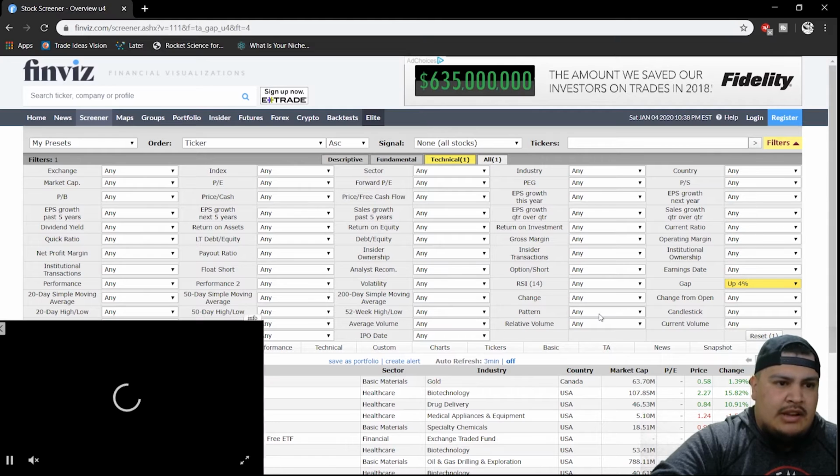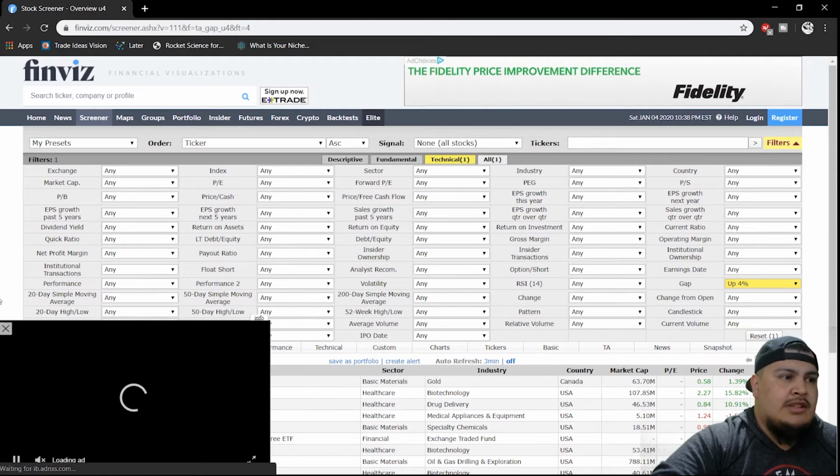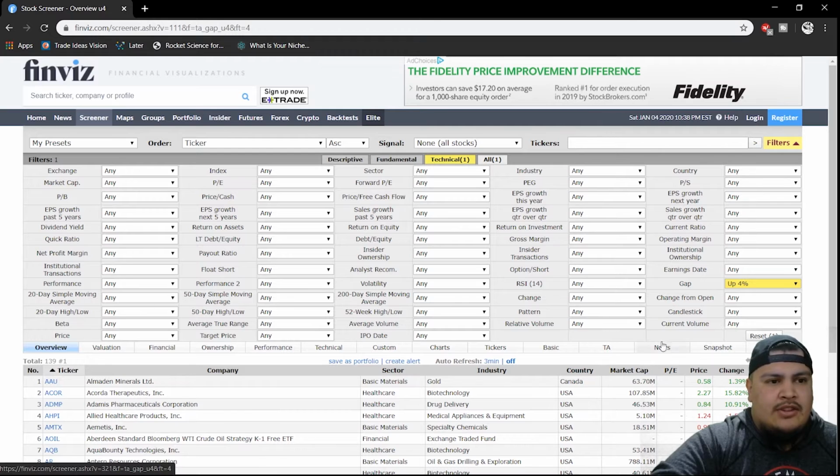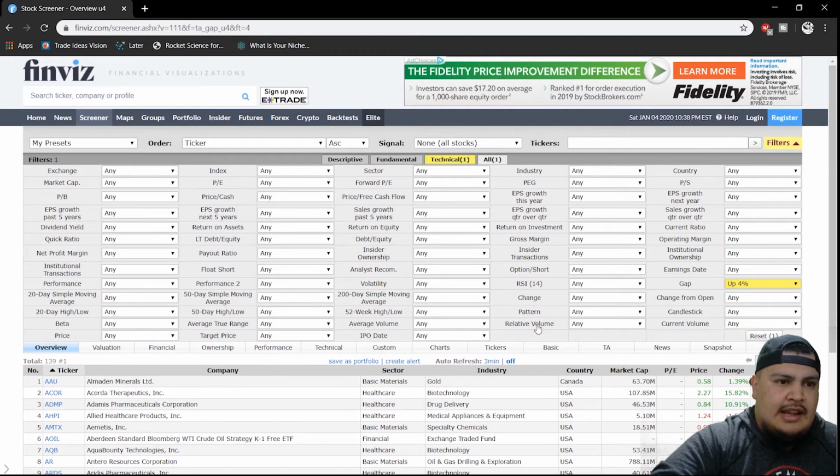You can look at to where there is, and I do apologize for all these ads. It is the free version, so that is why we get the ads.